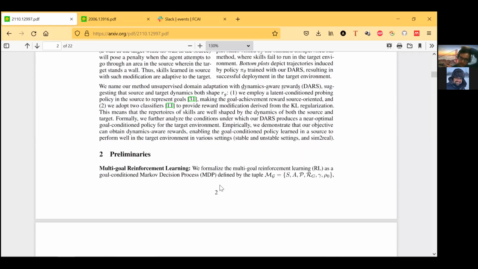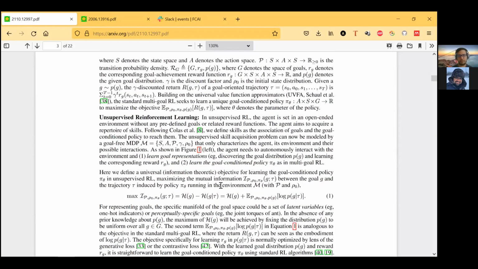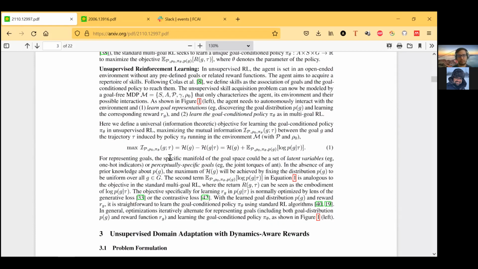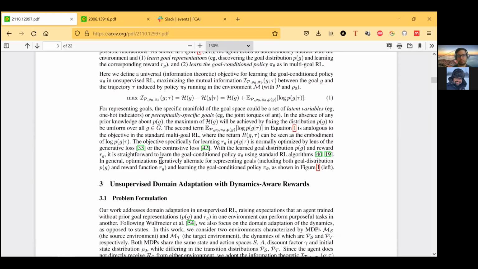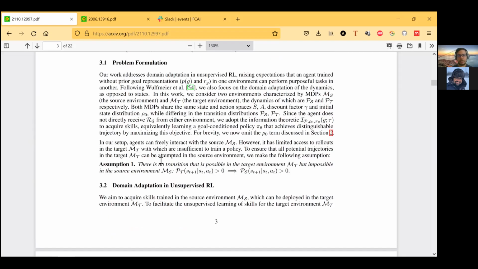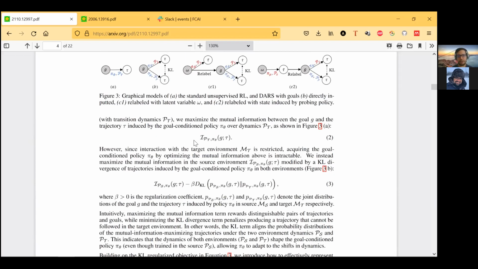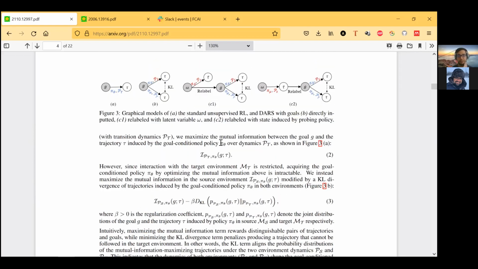And so, as I said, we are not trying to solve a specific task, or they are not trying to solve a specific task, but they have some kind of intrinsically motivated algorithm. So the main objective is this one. Forgetting the differences in environment and so on, the main objective is just to maximize the mutual information between goals and the trajectories that you generate with your policy in the target environments. This is the main goal.